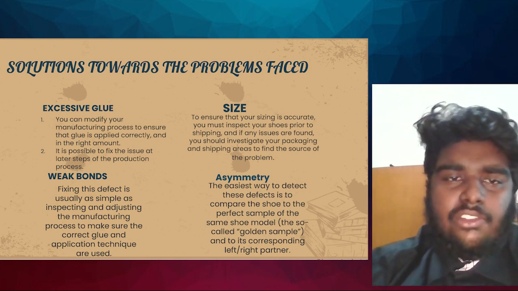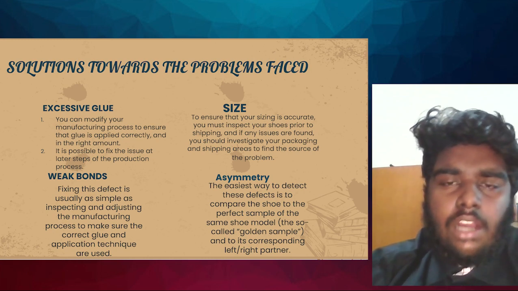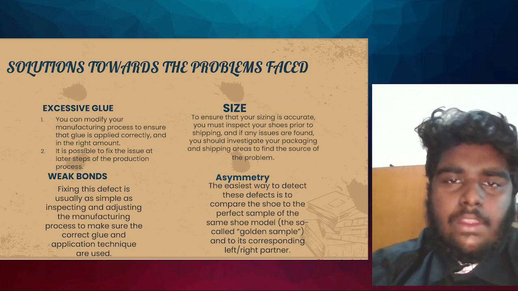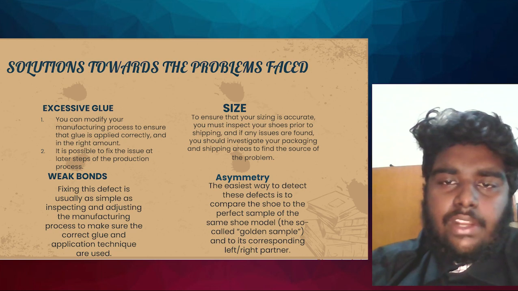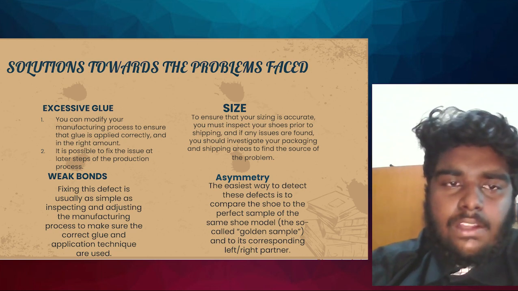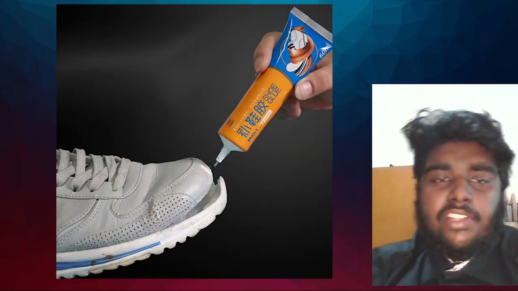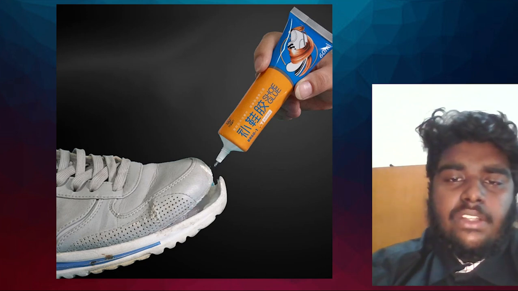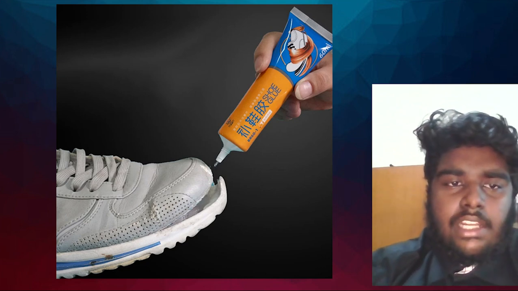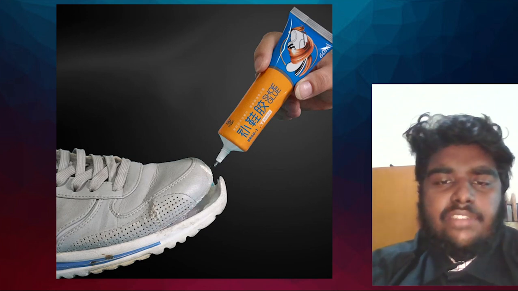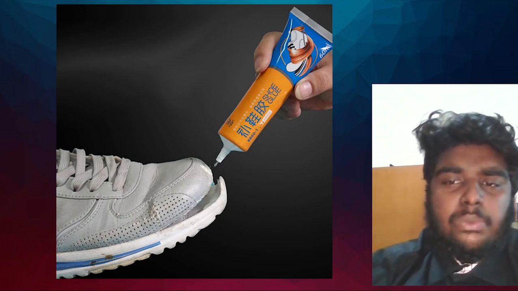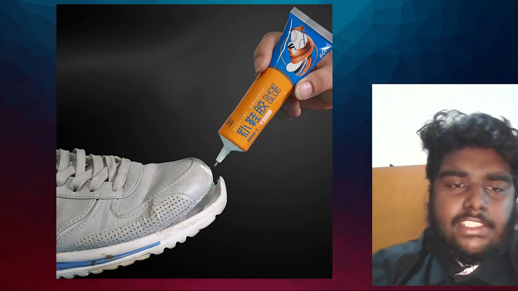We are going to start this off with excessive glue. How can we avoid excessive glue? You can modify your manufacturing to ensure the glue is applied correctly and in the right amount. Next, it is also possible to fix the shoes at the later steps of the production process. It is also important to make sure the factory workers aren't using too much glue or other chemicals during production, and any excess materials left on the shoes after production should be wiped away prior to packaging.